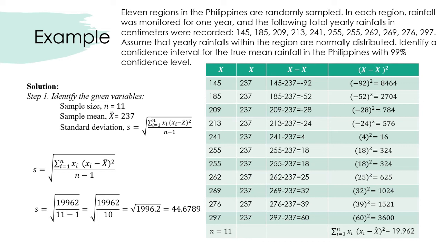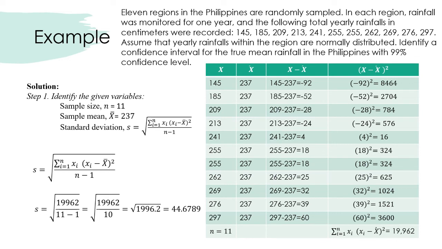That is 784. For the fourth line, that is negative 24 squared. That is 576. Then followed by 4 squared, that is 16. Then 18 squared, that is 324, 18 squared, 324, 25 squared, that is 625, 32 squared, that is 1024, 39 squared, that is 1521, and then the last is 60 squared, that is 3600. We will just add all our x minus x bar squared.